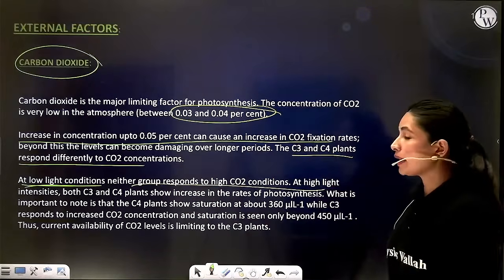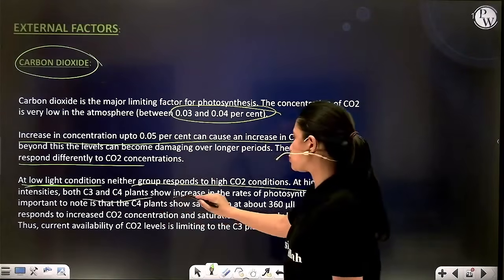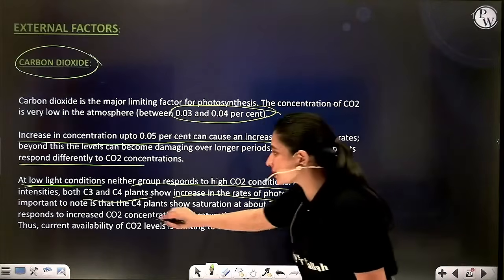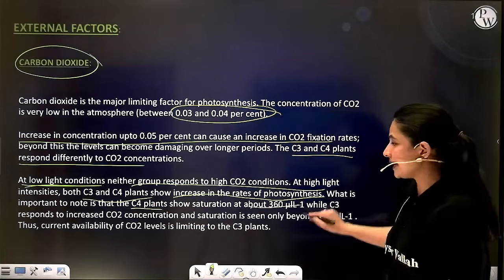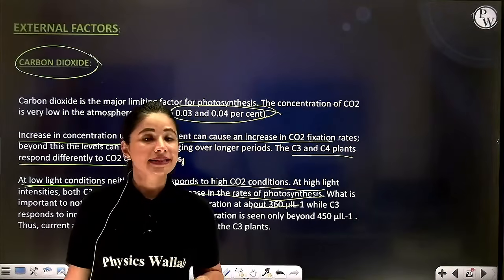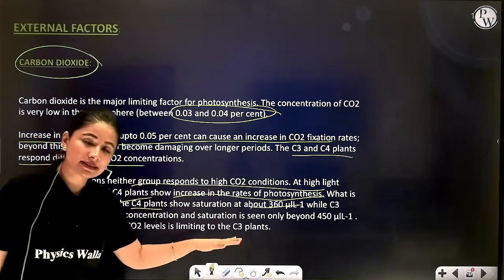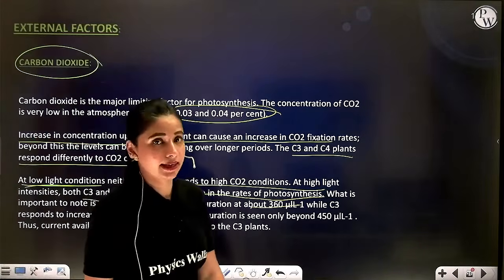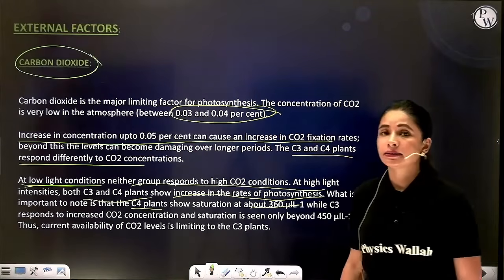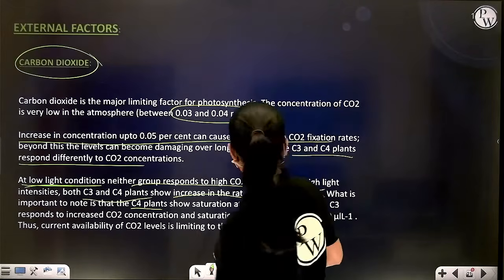Right? However, at high light intensity, both C3 and C4 plants show an increase in the rate of photosynthesis, but it is important to know that C4 plants get saturated at 360 microliters per liter. Their saturation rate is quicker. Why? Because they are already synthesizing CO2 inside them. However, C3 plants saturate at 450, where it is written.